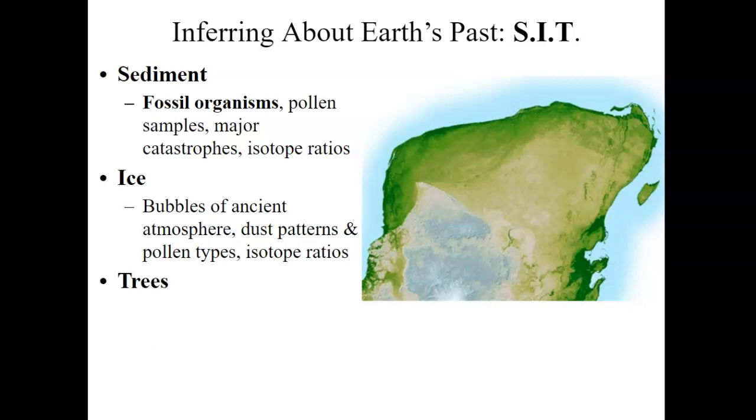And finally, trees. Growth rings in trees, the pattern shifts based on what the climate is like. And so analyzing trees that we've monitored in real time and what those growth rings look like, and you compare them to ancient ones, you can make inferences about past climate.